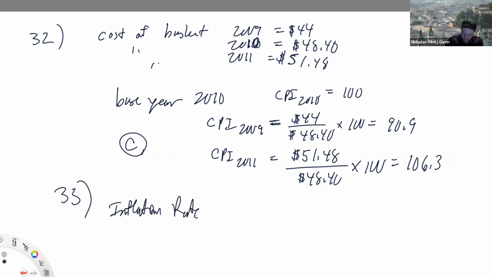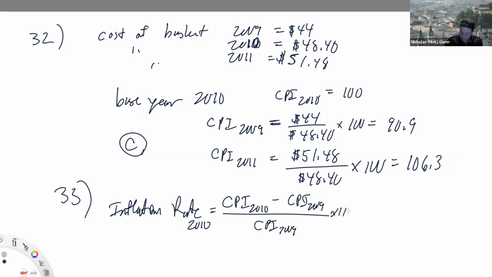So let me write all this out. We want to know the inflation for 2010. So we use the current year, CPI 2010, subtract previous year, 2009, divide it by CPI from the previous year, multiply by 100. So what do we have here?